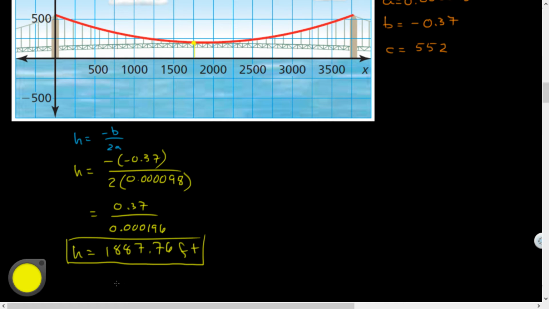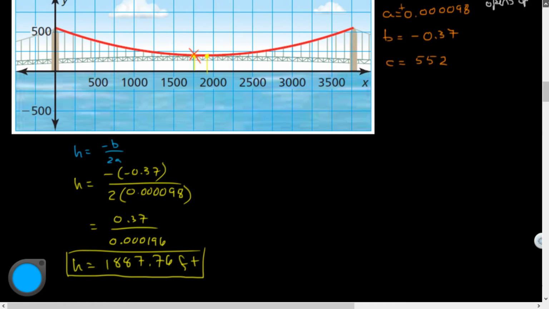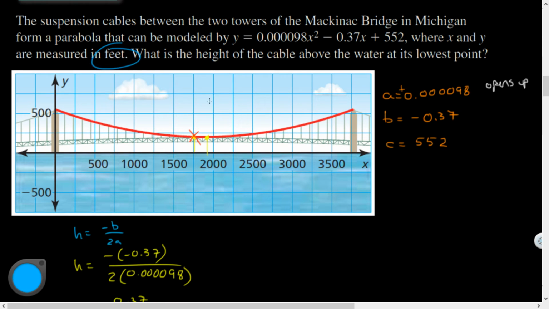x-coordinate of our vertex. So that means this 18,000, it means I picked the wrong point. 18,000 is more like right here. Yeah, so that means I couldn't spot it on the graph that well. So roughly 1887 feet over from this pylon here is going to be where the x-coordinate of that vertex is. And now I've got to find the y-coordinate, which will be the height above the water. And that is feet. Yeah, they were measuring in feet, they told us.